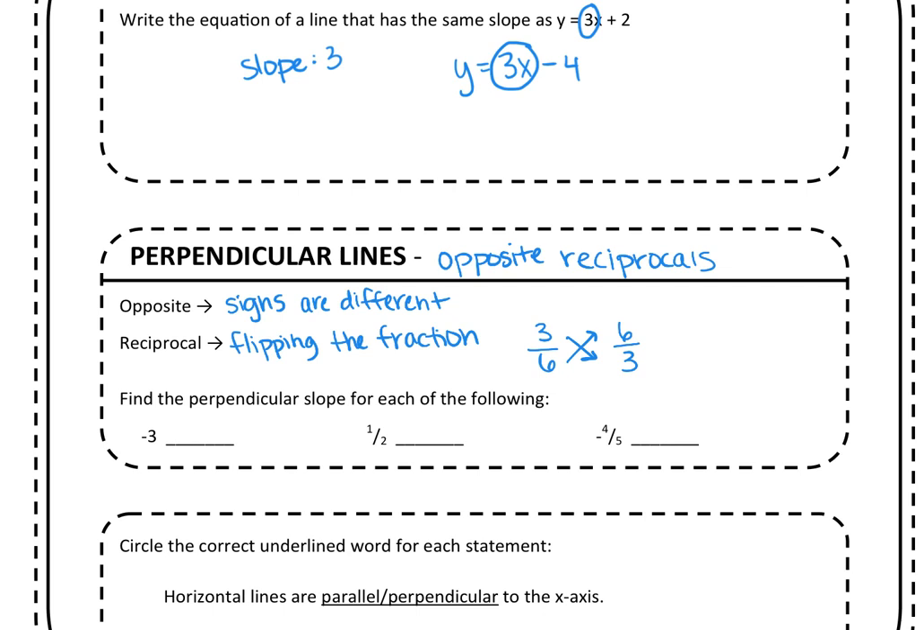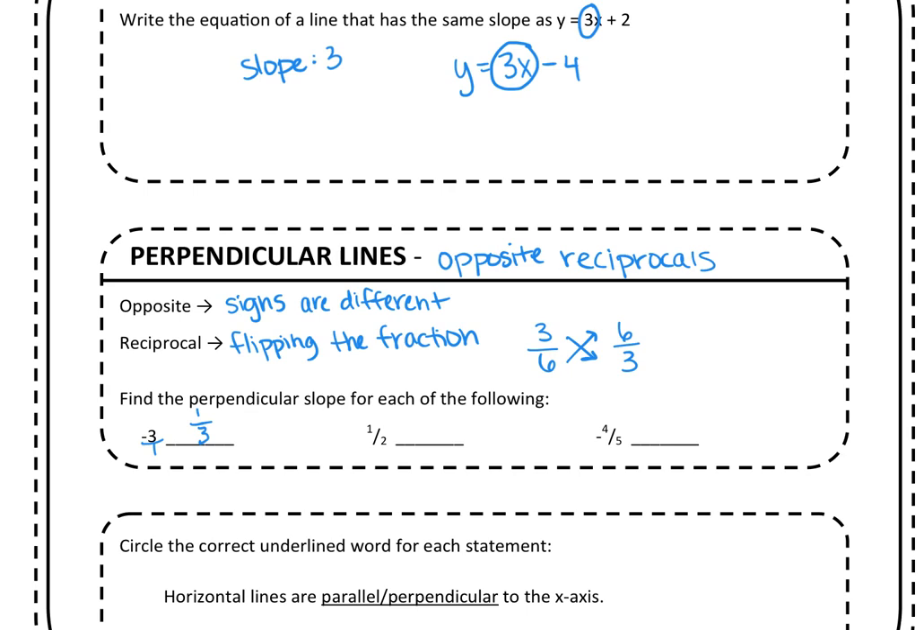Next part says find the perpendicular slope for each of the following. So first one, negative 3. That one's already negative, so we know our second slope has to be positive because the signs have to be different. And then it says we also need to flip the fraction. So if you look at this, technically it isn't a fraction because it's just a negative 3. We need to make it into a fraction, though. We do that by putting a 1 underneath. Always, always, always put a 1 underneath. So now we can flip it. That means the 1 is going to go on top, the 3 is going to go on the bottom. And like we said, it needs to be positive because the negative 3 was already negative.